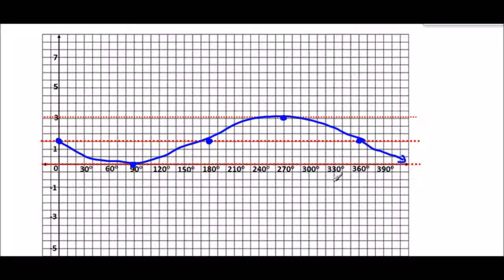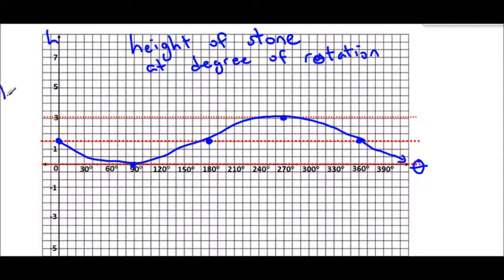Now, I should probably label a few things. Like, for example, this is the graph of height of stone at degree of rotation. So it's not height versus time. I know we do a lot of graphs like that. This is height of stone at a degree. So at 90 degrees of rotation, it's on the ground, and so on. So I'll label this axis as theta, and this axis is h, where height is measured in meters.